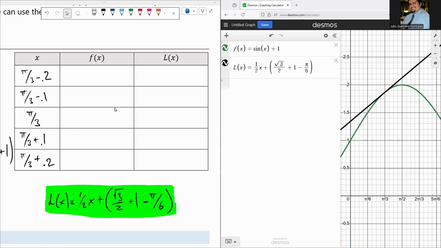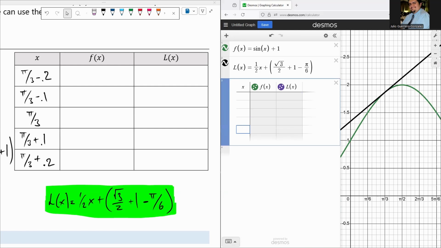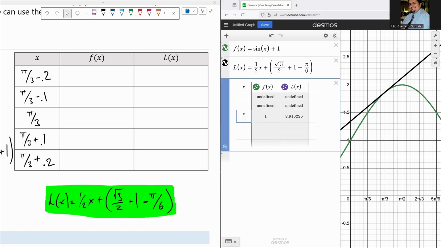Now, I want to fill in this table. The way that I'm going to do that is I'm going to go into my next line in Desmos, and hit that plus table. I'm going to modify this really quick. The first column is going to be x, my next column is going to be f of x, and the column after that is going to be big L of x. So now I can define some values, and this thing's going to compute it out for me. This middle one, I'm going to make pi divided by 3.